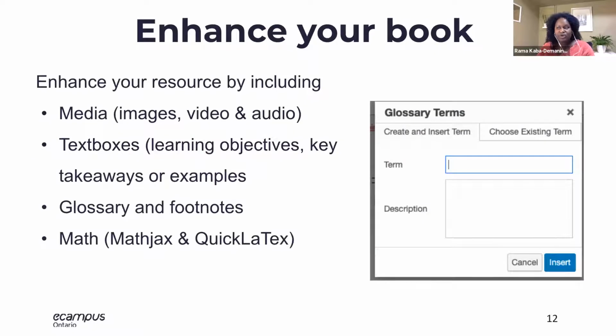Once you've created your book, you can do different things to enhance it. This really just means taking your book from simple text into a textbook, or even making it an interactive web book. Some of these features include adding images or embedding videos from YouTube, or if you have your own institutional media player, you can embed videos from there as well. You can include text boxes to highlight learning objectives, things like key takeaways or examples. You can also add a glossary and footnotes. You can even add mathematical equations if you are working on a textbook that needs them.